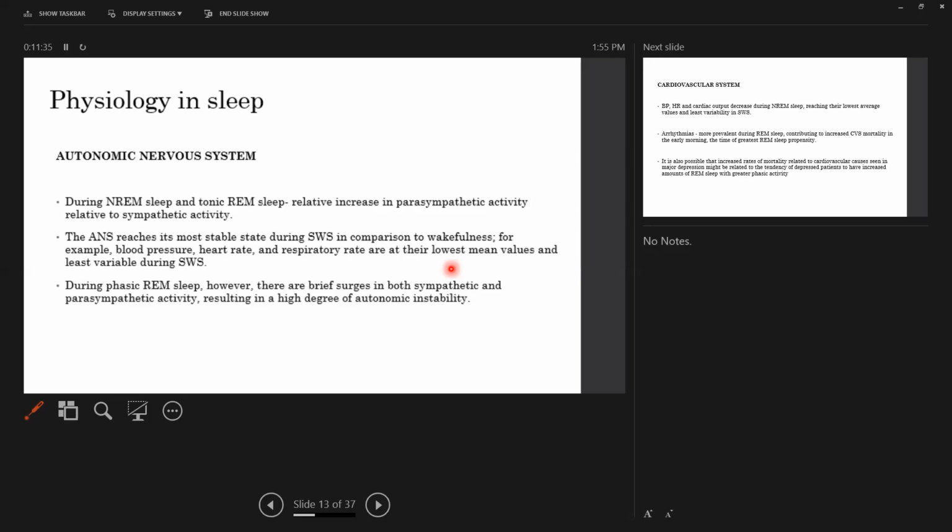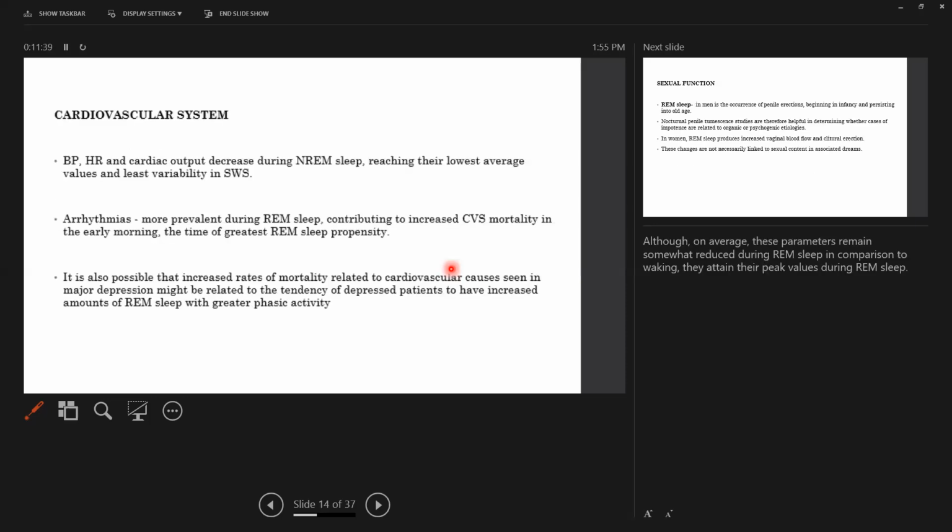During phasic REM sleep, there are brief surges of sympathetic activity. In the cardiovascular system, as I mentioned, the parasympathetic system is activated during non-REM sleep, and so blood pressure, heart rate, and cardiac output decrease during non-REM sleep, reaching their lowest average values and least variability in slow wave sleep. Arrhythmias are said to be more common in REM sleep.